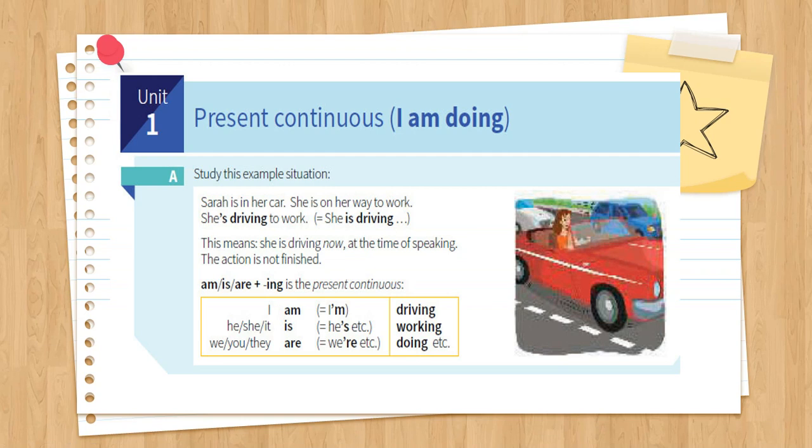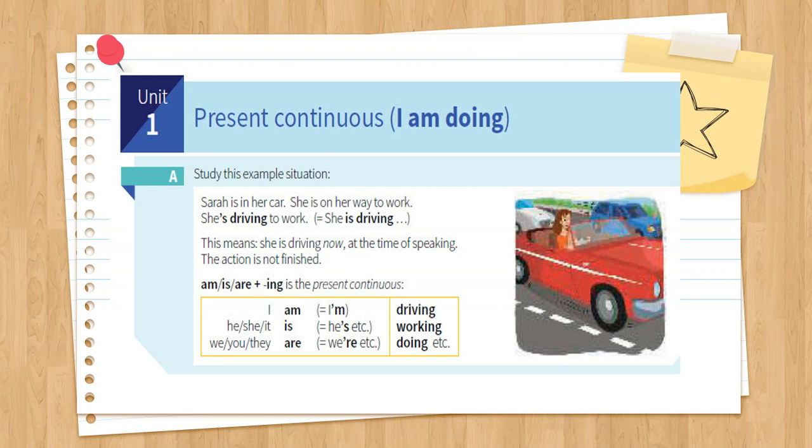Study this example situation. You have this sentence. Sarah is in her car. She's on her way to work. She's driving to work. She's driving. Okay, look at the word driving. You see that this is the verb, but it ends in ing. This is very important, students. Always that you use the present continuous, you need to add the letters ing at the end of the verb, okay? She's driving to work.